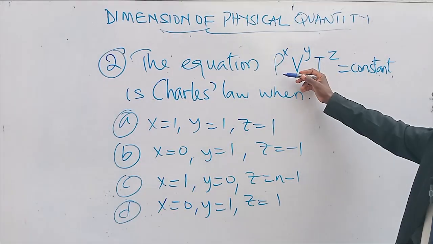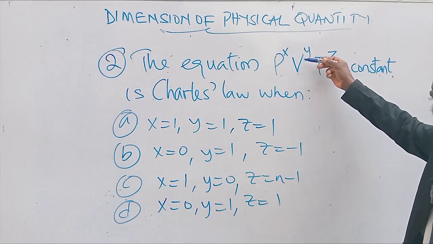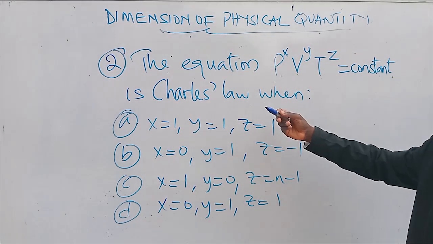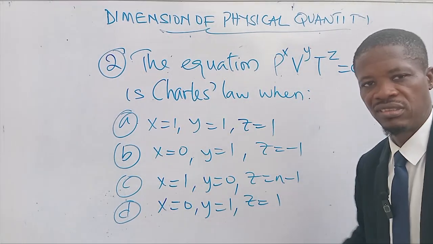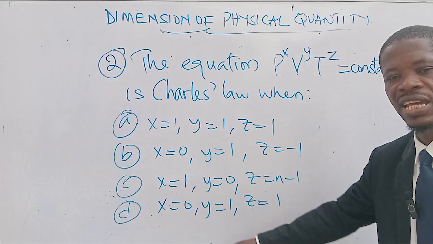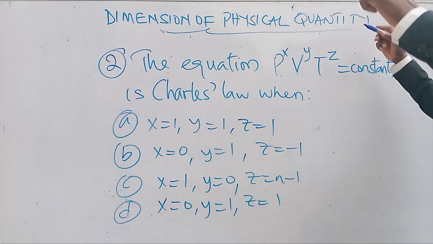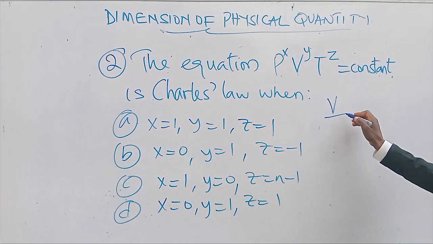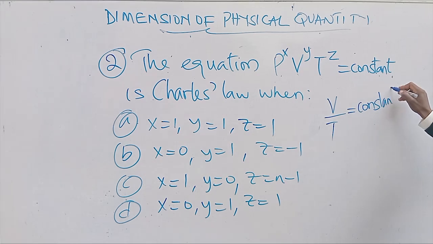We have question 2. The equation P to power X, V to power Y, T to power Z equal to constant is Charles' law when the following options. Okay, we have those options there. So we are going to show that. Let's look at the solution. According to Charles' law, V over T is equal to constant.